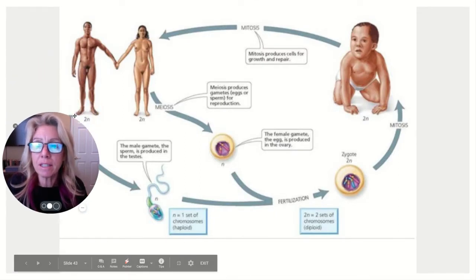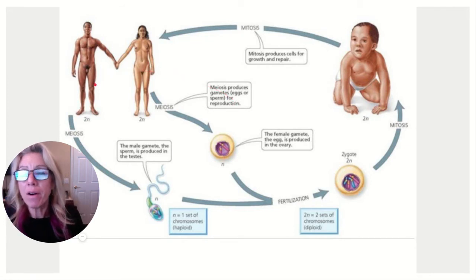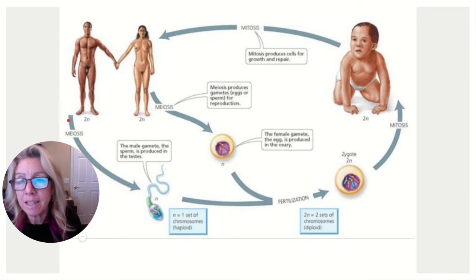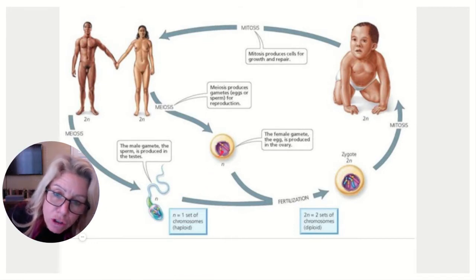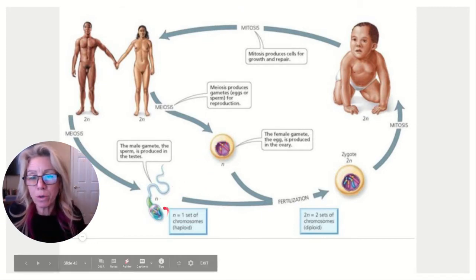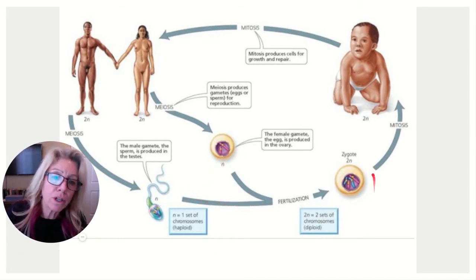All right, and let's take a look at the naked family here. I don't know why I can't have clothes on him. All right, so here is, I guess, dad. He is 2N diploid. Here is mom. She is also 2N. In her ovaries and in his testes, they will both undergo meiosis and form haploid sperm and egg. Now, it would be too difficult to draw, but there should be 23 chromosomes here and 23 chromosomes here. So these are the haploid sperm and egg. They are joined through fertilization to form the diploid zygote.